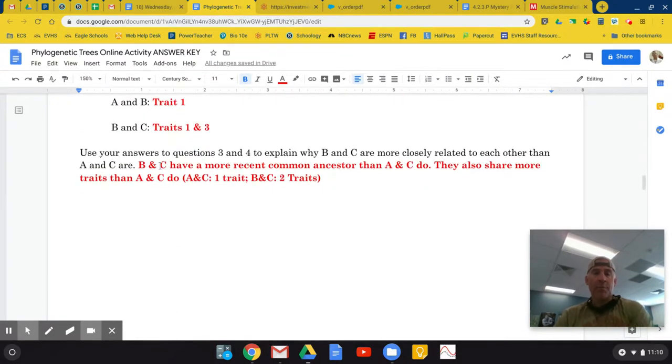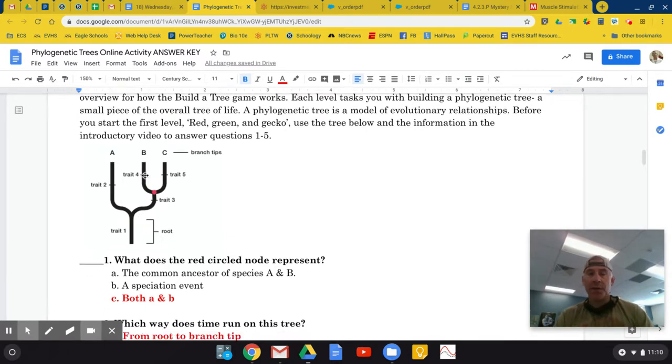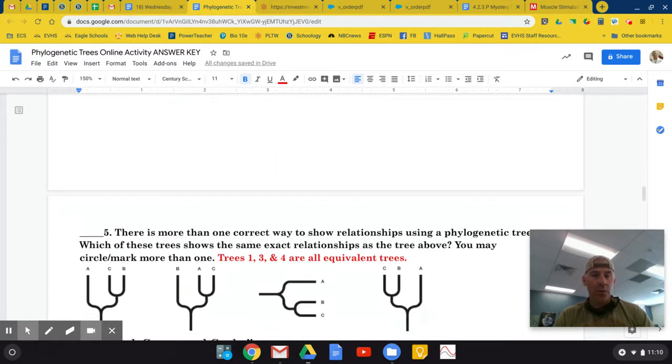And what I put here was that B and C have a more recent common ancestor than A and C do. They also share more traits. So the sharing of more traits is that discussion of them being more related. B and C share both traits 1 and 3, whereas A and C only share trait 1. And so that leads to that conversation of why B and C are more closely related.